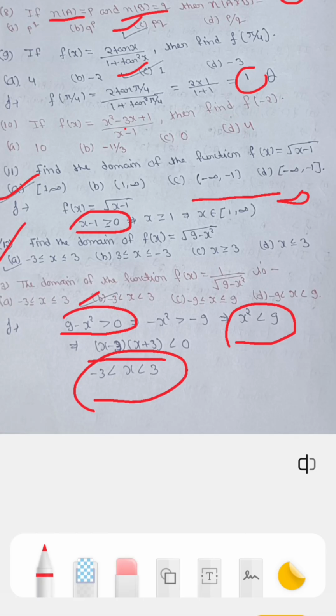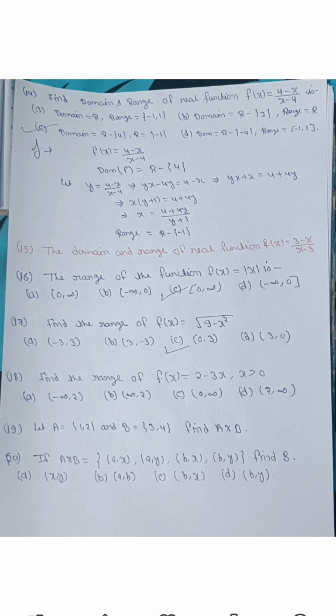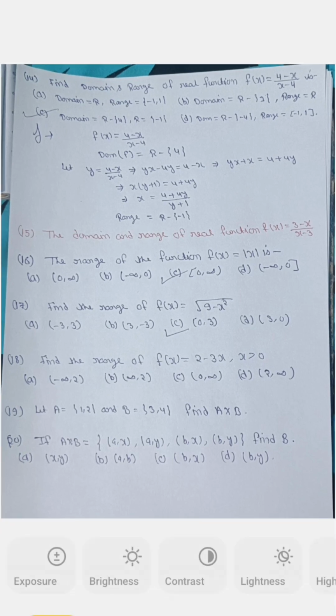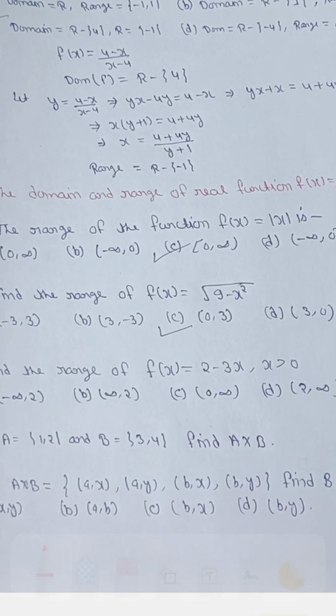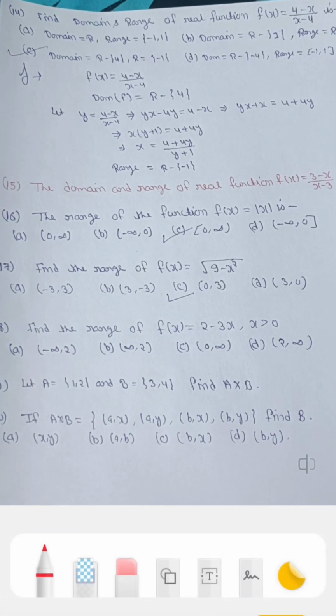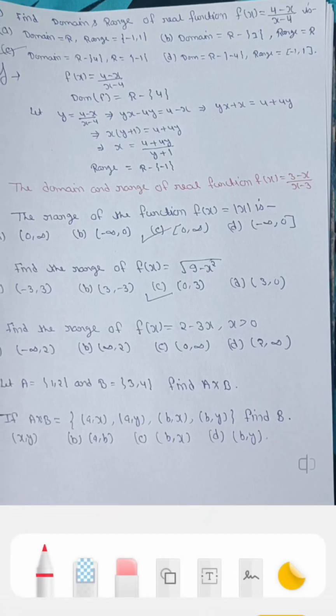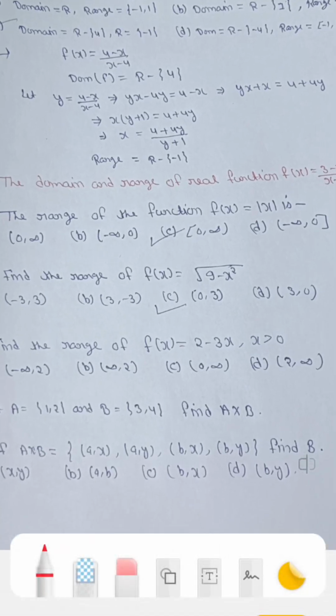Now next question. Question number 14. Find the domain and range of the real function f(x) equal to 4 minus x divided by x minus 4. Domain of f(x) equal to 4 minus x divided by x minus 4. So domain of f equal to R except 4.